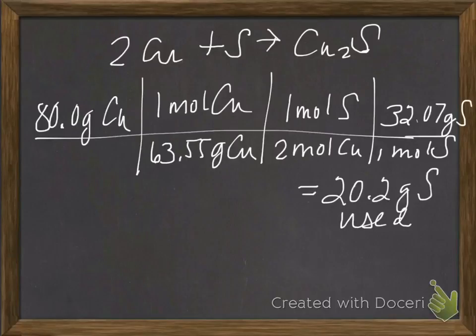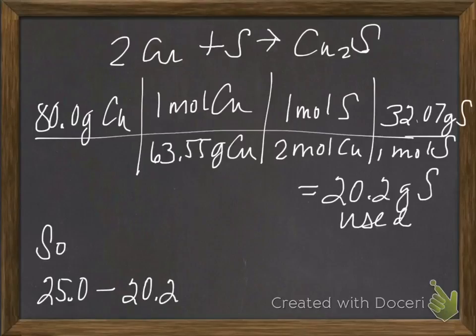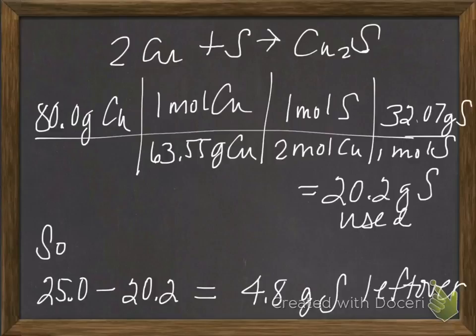Okay, so now we need to see how much would be left over. So we're going to take the original amount, 25.0, minus 20.2, and this time, since it's a subtraction problem, we're looking at decimal places, not total sig figs. So we have 1 decimal place, so our answer should be 4.8 grams of sulfur left over, or excess, however you want to put that is fine. And so that's how you do limiting reactant problems. All right?